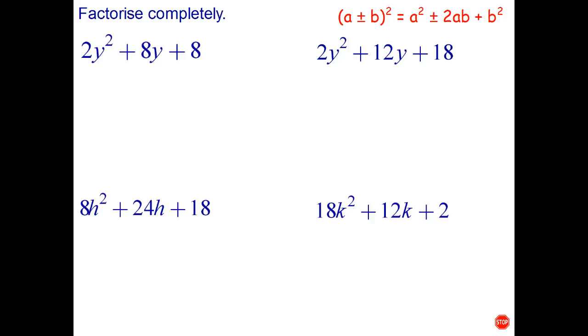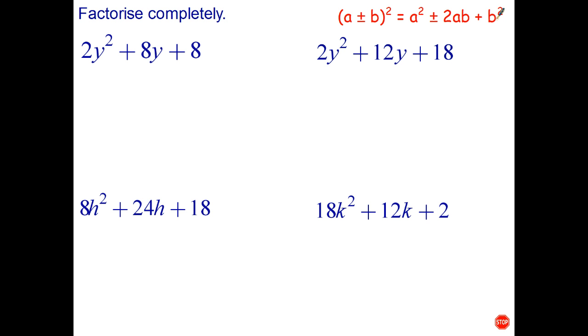Hello students. In this video we're going to factorize these expressions using what we know about factorizing perfect squares. Now if you look at this first question up here, you might be a little bit perplexed by that because 2y squared isn't a perfect square, so it doesn't fit the pattern of a squared, and similarly the 8 on the end isn't a perfect square, so it doesn't fit the pattern of b squared.